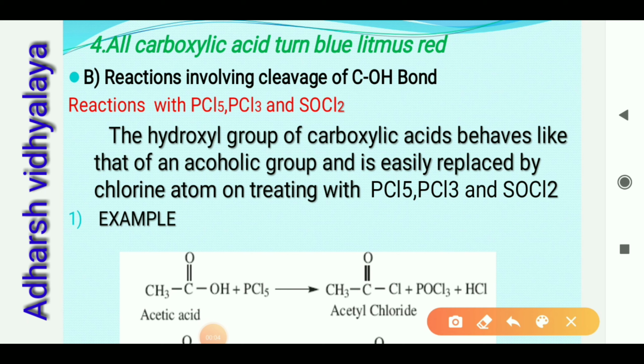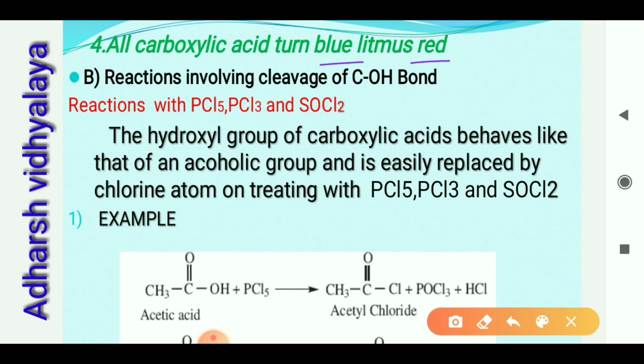The fourth one is that all carboxylic acids turn blue litmus into red. What happens when carboxylic acid reacts with blue litmus? It changes the litmus into red color. It is one of the tests for carboxylic acid.